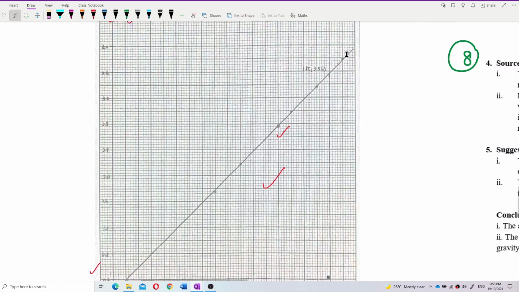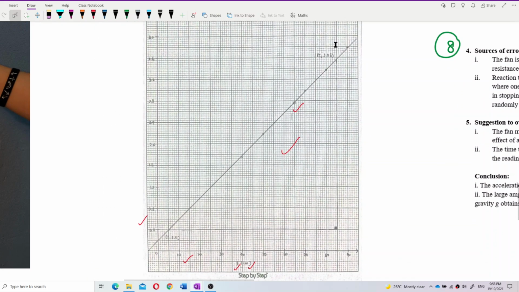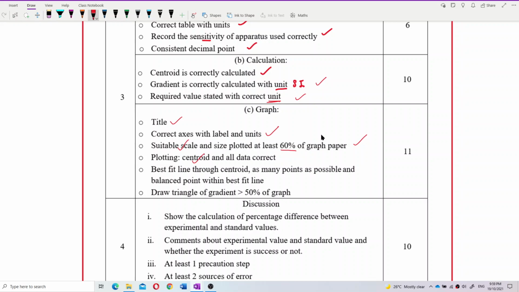So I will check all the data. Is it plotted correctly according to the X and Y values? Normally the data given is a very beautiful one and normally falls on the line. If all the points are correct with the X and Y, then all are correct. Yeah, all data correct. Good.